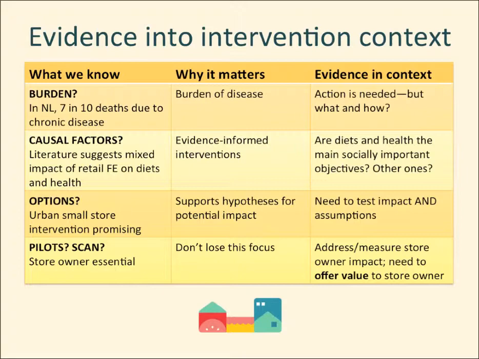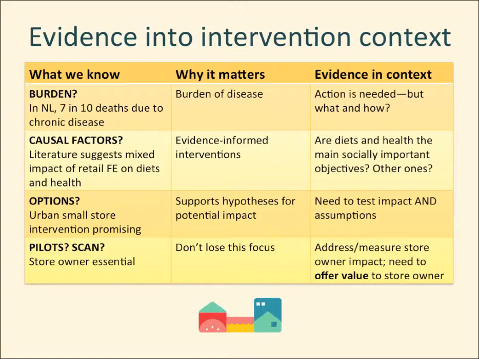So we have to interpret this idea that if there is a mixed impact of the retail food environment on diets and health, is there other evidence that we can find that actually shows the effects on other socially important objectives? The third line talks about options, and I'm going to talk about this line a little bit more on the next slide. This is about thinking about, okay, so now we think that action is really important, and we have in our mind that we want to measure a number of different outcomes. Well, then what are the options for doing so?